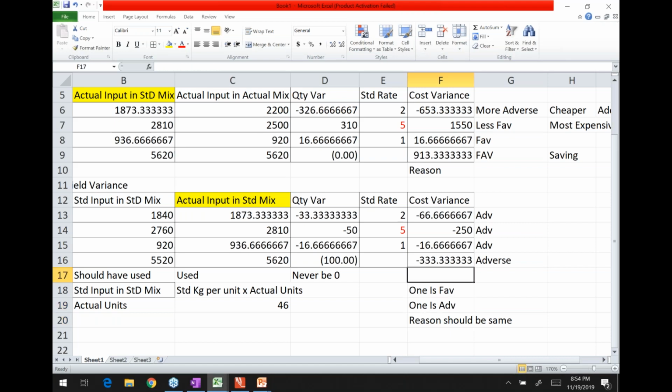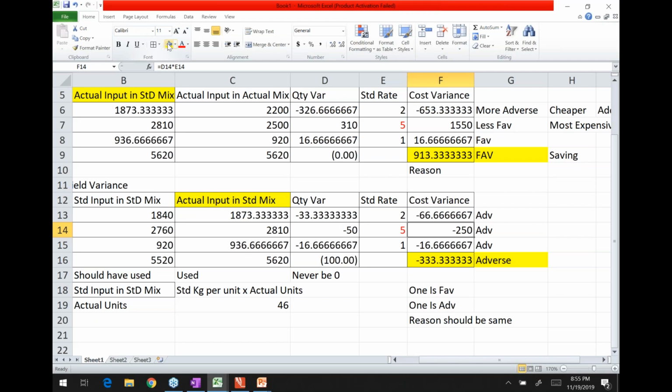So let's see, is there a chance of interdependence? Let's have a look. Is mix favorable? Yes. Is yield adverse? Yes. So one condition is fulfilled. One is favorable, one is adverse. This is the easiest technique to check interdependence. Are you all listening to me, everyone?